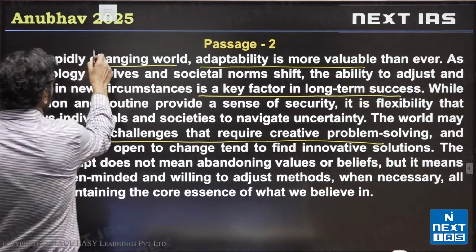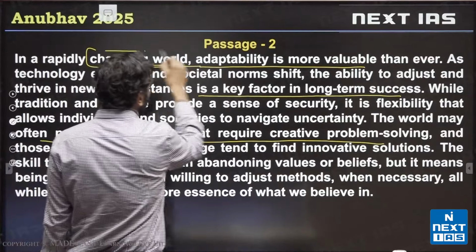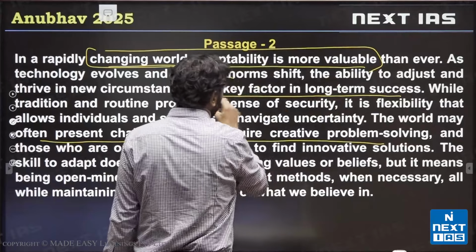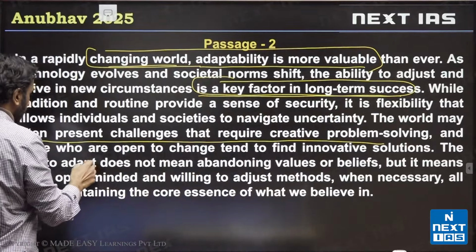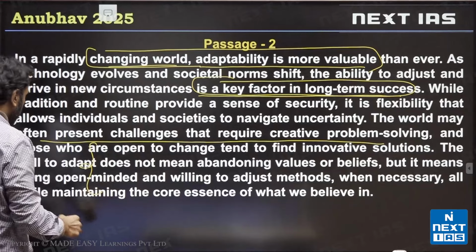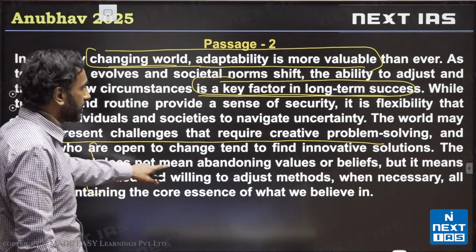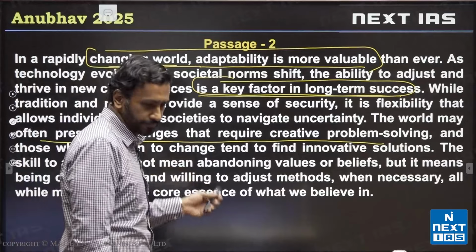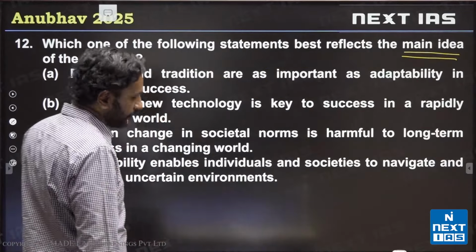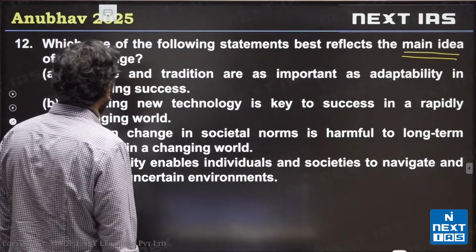So the author is saying in a changing world, adaptability is valuable. It's a key factor for long-term success. And how to ensure that adaptability is discussed here. It does not mean abandoning values. It's about being open-minded, etc. Right? Okay. So let's go through the options. We are looking for the main idea.